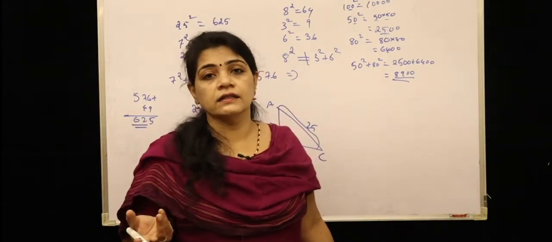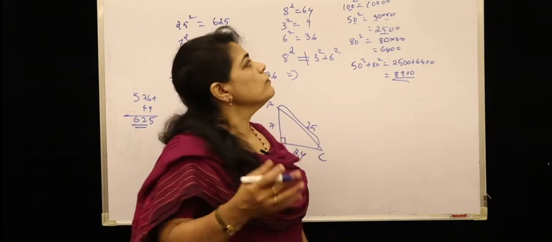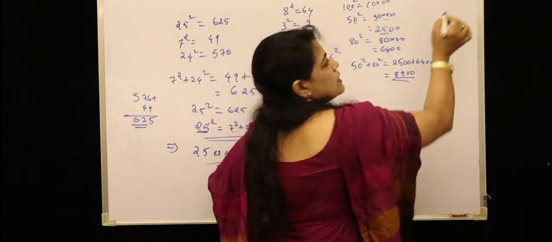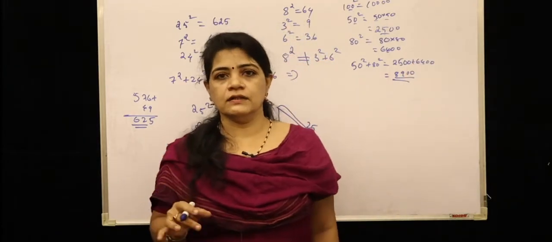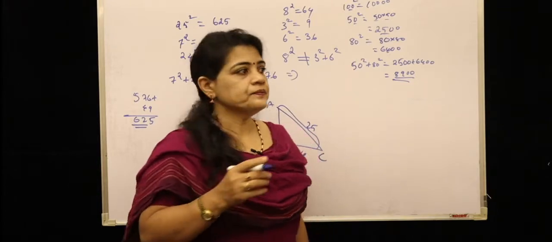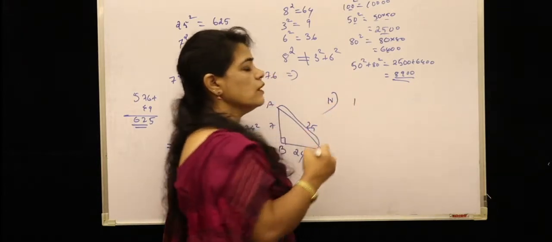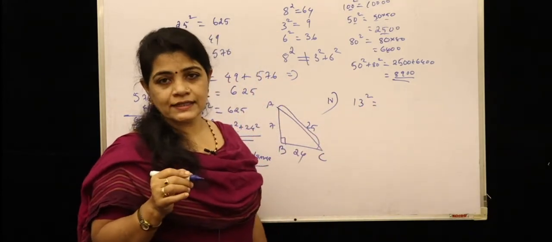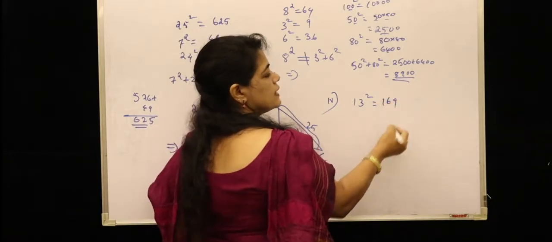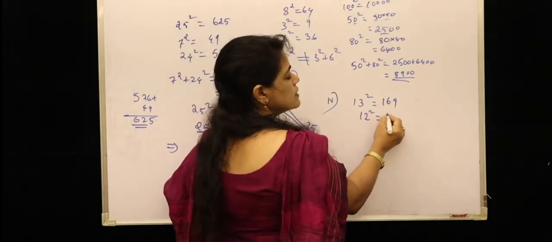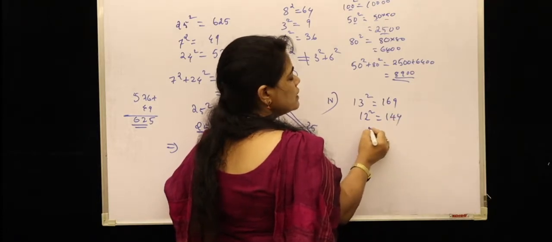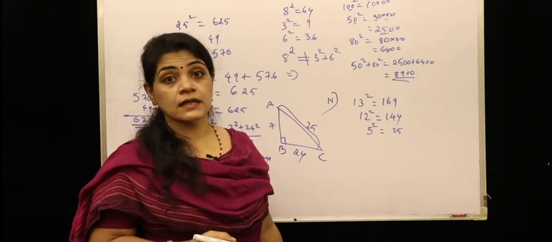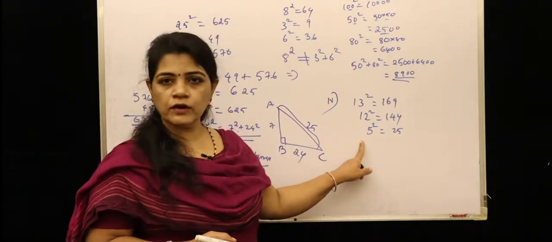In that case, we can write the hypotenuse. Understood children? Now we have a fourth question. In the fourth question we have given 13 centimeter, 12 centimeter and 5 centimeter. We can take 13 first, so this is the fourth question. 13 square. What is the square of 13? 169. And 12 square is 144 and 5 square is 25.